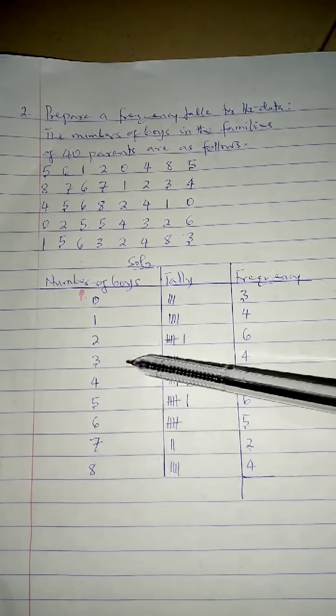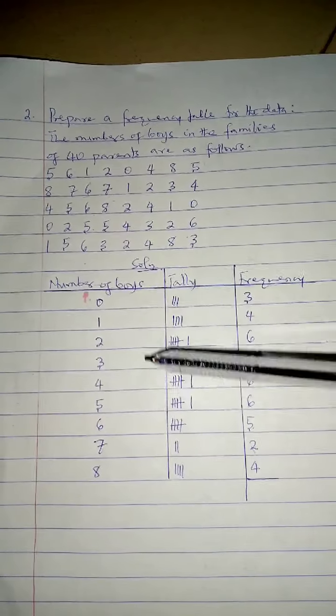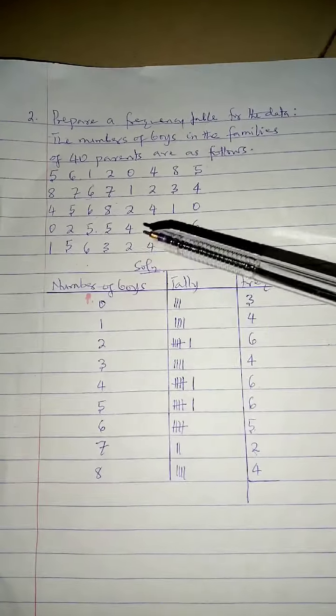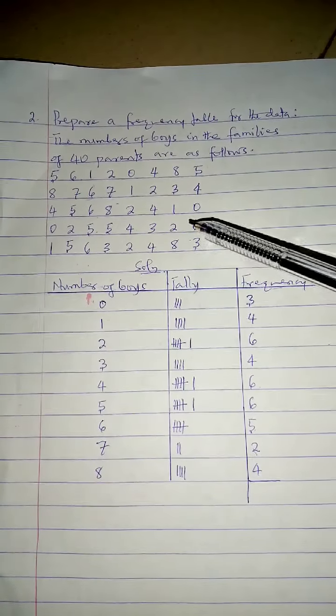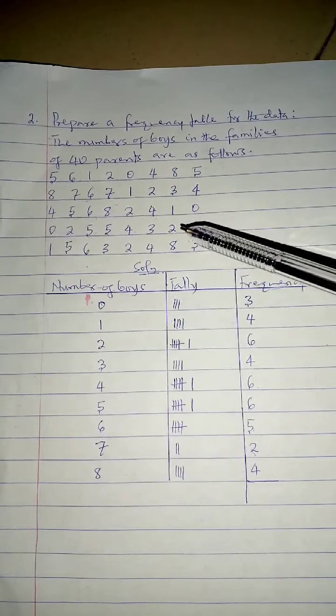Then for 3, there are 4 of them here. For 4, we have 6 of them. For 5, we have 6 of them. For 6, we have 5 of them. Do your counting, you will see.